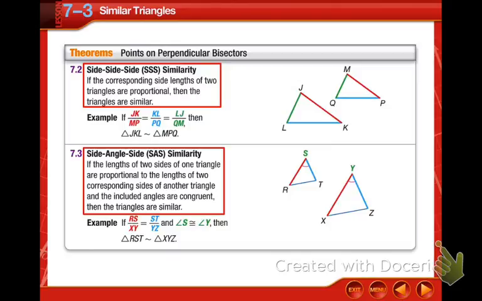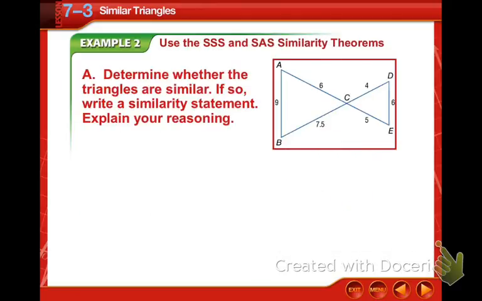So if the lengths of two sides of one triangle are proportional to the lengths of two corresponding sides of another triangle, and the included angles are congruent, then the triangles are similar. So let's take a look at some problems with this. So here's our first one. All we need to do is decide if it's similar. We don't have any other thing to do.